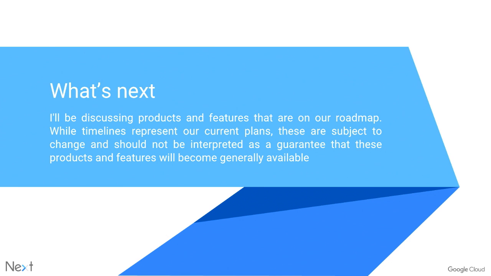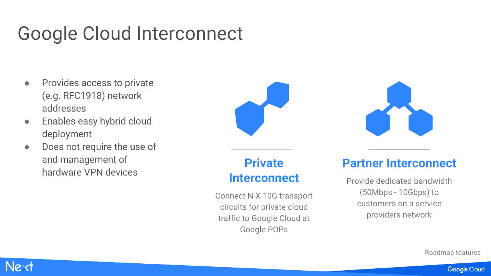But that seems a little bit yesterday. So what we're doing today is announcing some products that are coming out later this year, actually later this quarter, that will allow you to extend using more traditional networking architectures other than VPN. Specifically, we're announcing two products. One is called Private Interconnect, and another is called Partner Interconnect. Both of these allow you to extend your RFC 1918 address space from your premises to the cloud.